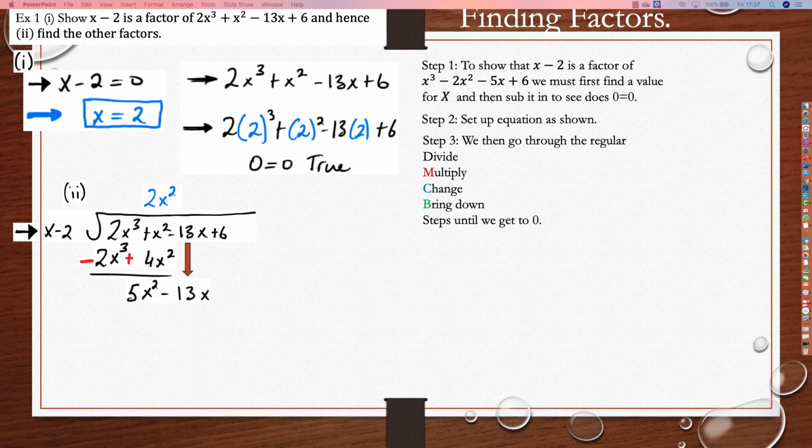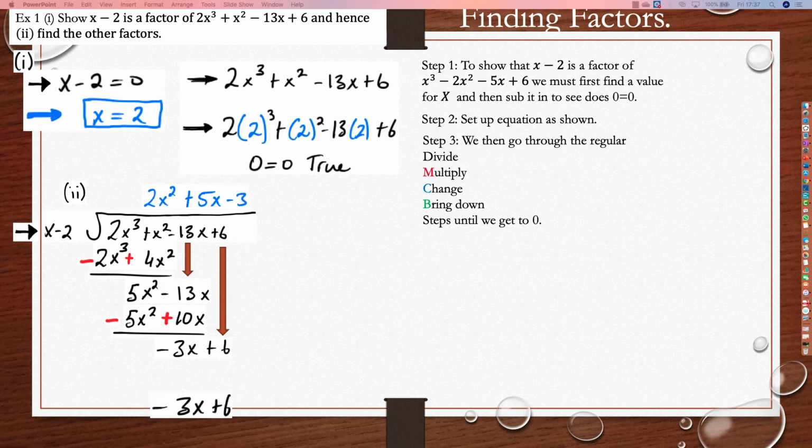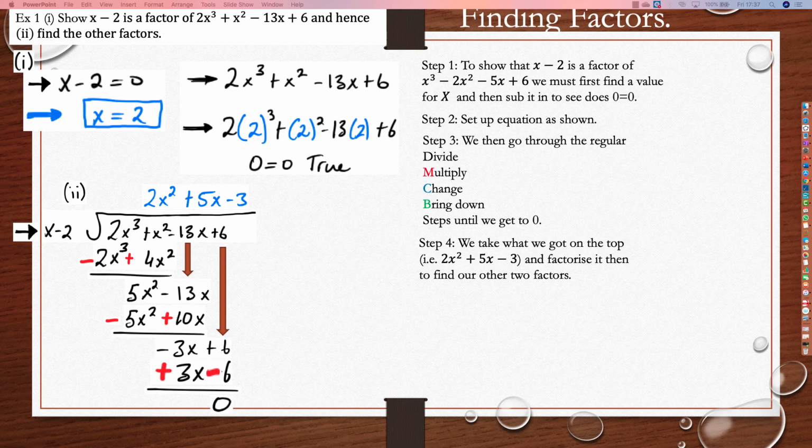Divide again, x into 5x squared goes plus 5x. 5x by x is 5x squared. 5x by minus 2 is minus 10x. Change the sign of the bottom line. Minus 13x plus 10x is minus 3x. Bring down your plus 6. Divide again. Multiply again. Change the sign of the bottom line. And 0. So it's the same step the whole time: you divide, you multiply, you change, you bring down. DMCB, DMCB.